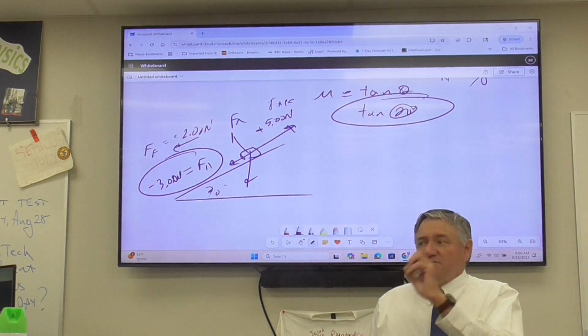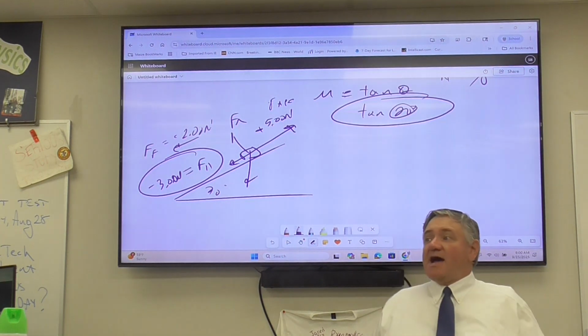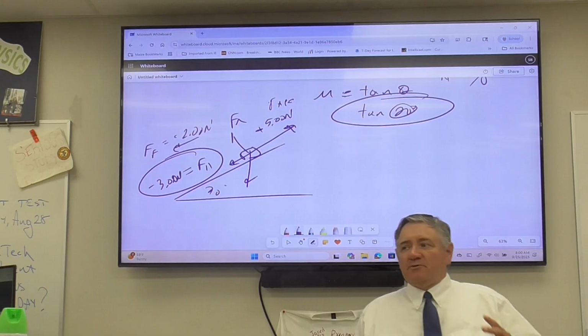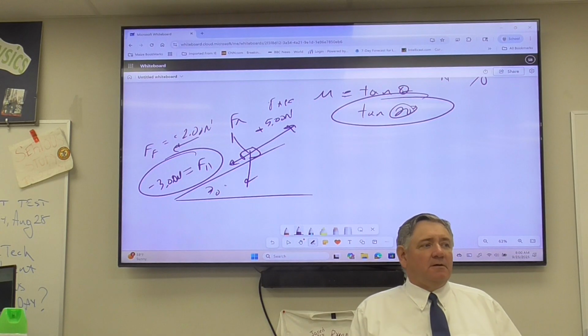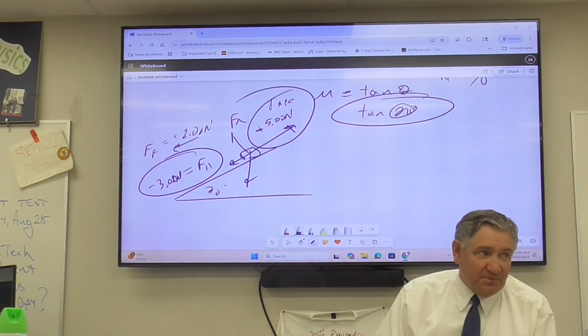So here's the deal. You never directly measure the force friction. Do not ask me, hey, Burkham, where are the force friction probes? Don't have them. But what we can do is measure how much force it takes to move something.